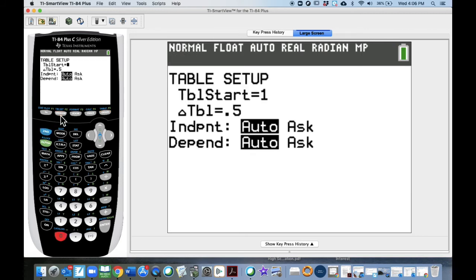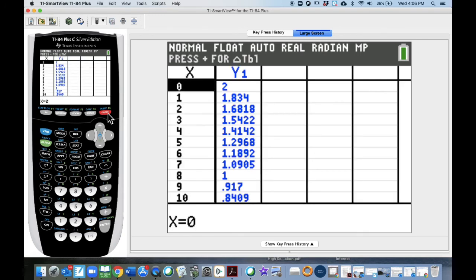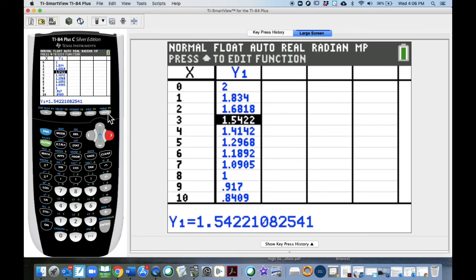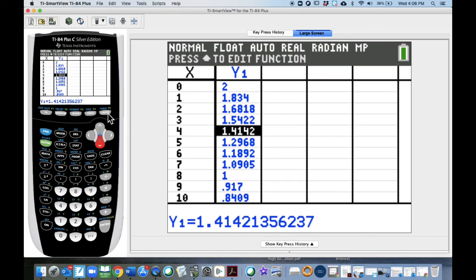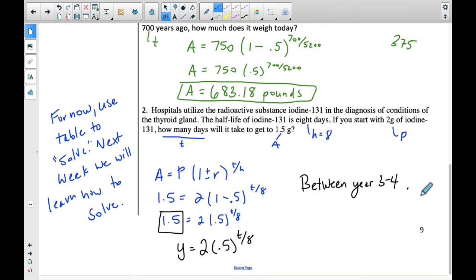I'm going to start at 0, and I'm going to change by 1, and I'm going to look at my new table now, second table. And I'm looking for when does it get to 1.5. And it looks like right here, right about a little bit after the third year. I could zoom in more by changing my table to count by 0.1s, but at this point we're just going to say between years 3 and 4, and then like I said, later we'll figure out how to solve that, but right now let's just say between years 3 and 4. And that's how long it's going to take.